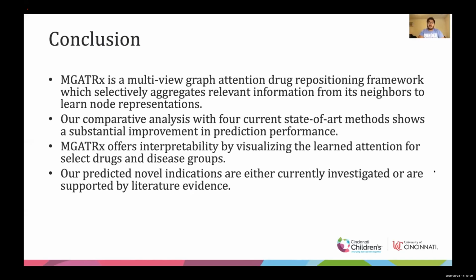Lastly, but most importantly, in support of reproducible research, we make all the MGAT-RX data and source code publicly available at GitHub.